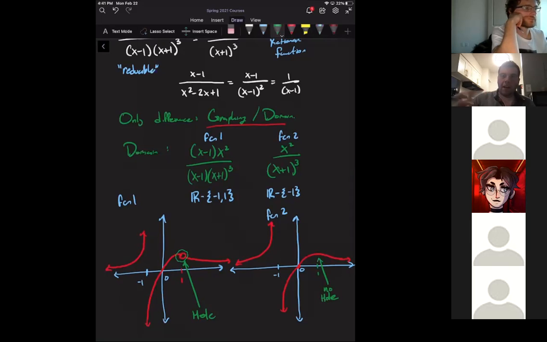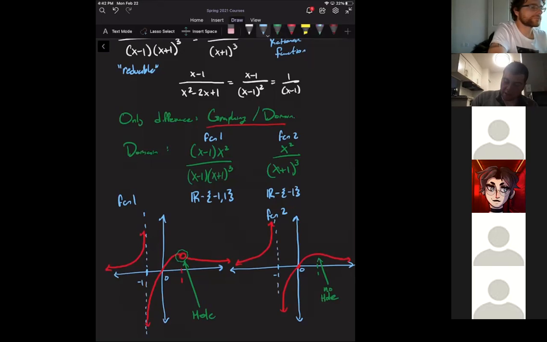But with other problems in our domain that we might have, they're going to actually give us vertical asymptotes, which is going to be our first topic on Wednesday. So whenever that can't be reduced, we get behavior that looks like this vertical asymptote behavior.